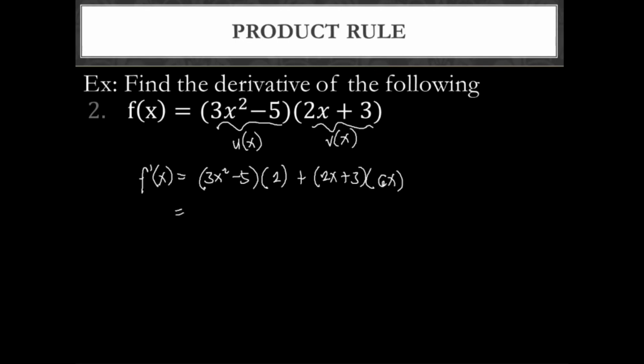Next, 3x squared times 2 is 6x squared. Negative 5 times 2 is negative 10. Okay, next po natin, 2x times 6x is 12x squared. Then 3 times 6x is 18x. Combining like terms, ito at ito ay magiging 18x squared.